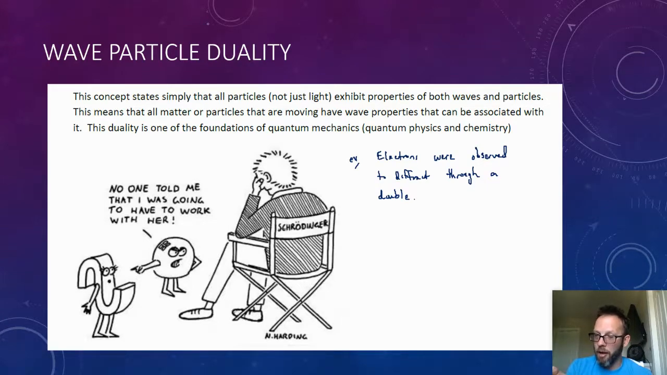And if electrons are diffracting, then we can think of electrons as a wave too. You can think of a bowling ball as a wave, you and me as a wave. All of us have an associated wavelength. And we're going to talk about that in just a moment.